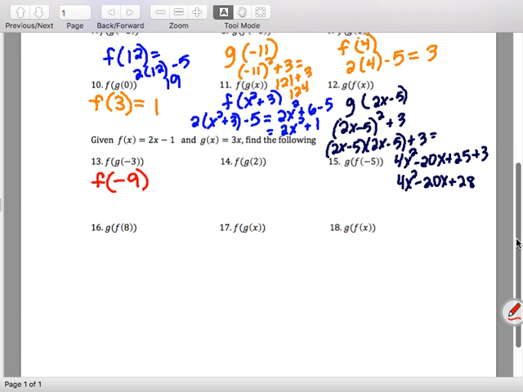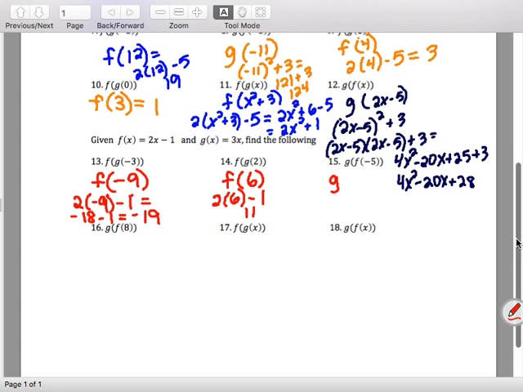Then I go to f. f says 2 times your input minus 1. So it's 2 times negative 9 minus 1. Negative 18 minus 1 is negative 19. With a composition of functions, you always start with the inside. Number 14, f of g of 2. So I start with g of 2. g of 2 is 3 times 2, that's 6. Then this is 2 times 6 minus 1. 12 minus 1 is 11.